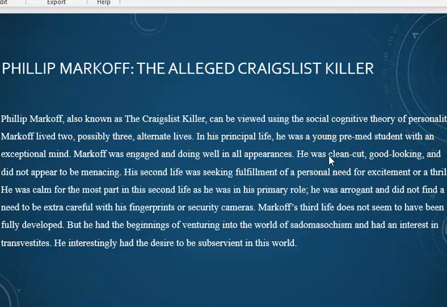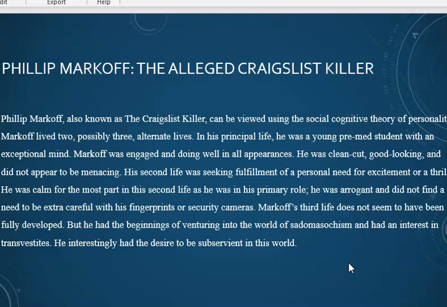Phillip Markhoff, also known as the Craigslist killer, can be viewed using the social cognitive theory of personality. Markhoff lived two, possibly three, alternate lives. In his principal life, he was a young pre-med student with an exceptional mind. Markhoff was engaged and doing well in all appearances. He was clean-cut, good-looking, and did not appear to be menacing.